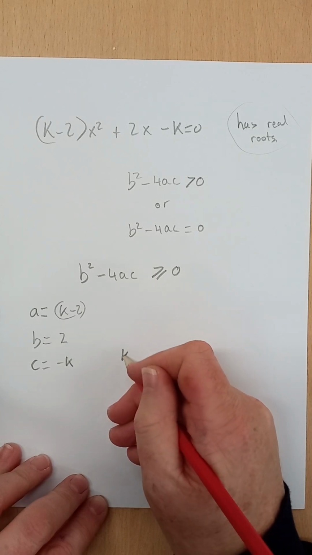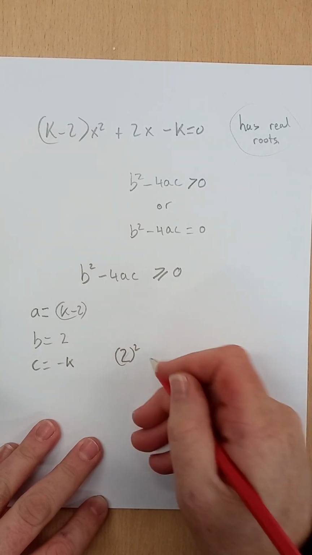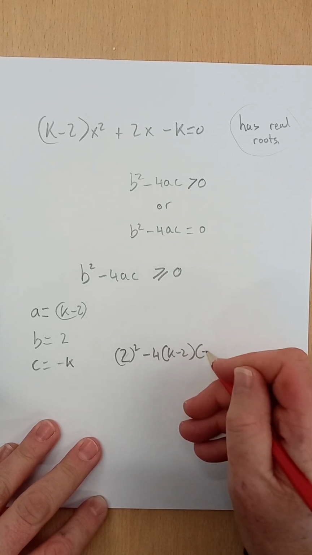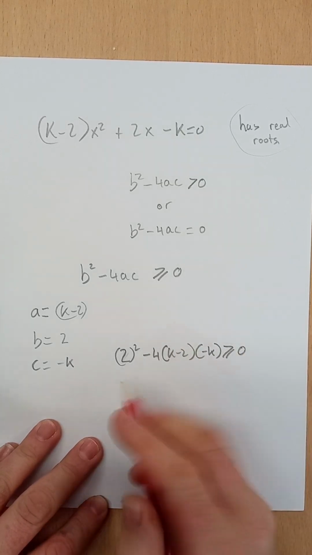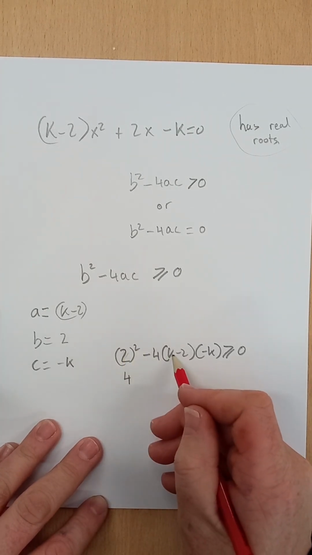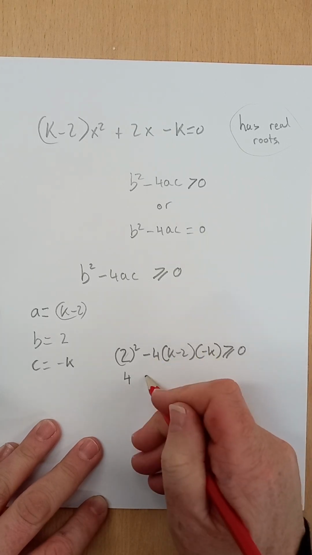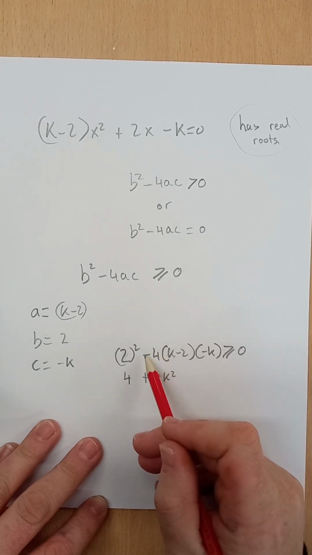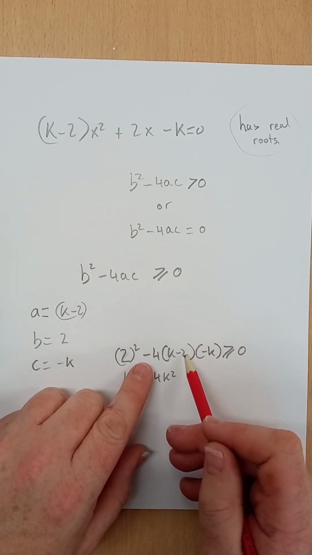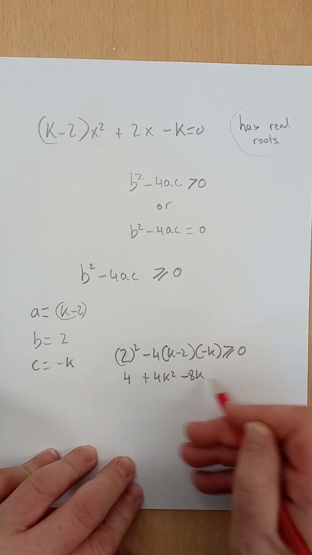b squared. We use brackets to protect everything. Minus 4 times a by c, greater than or equal to 0. So let's have a look at this. 2 squared is 4. Minus 4 times k... minus 4k by minus k is plus 4k². And minus 4 times minus 2 is plus 8, times minus k is minus 8k.